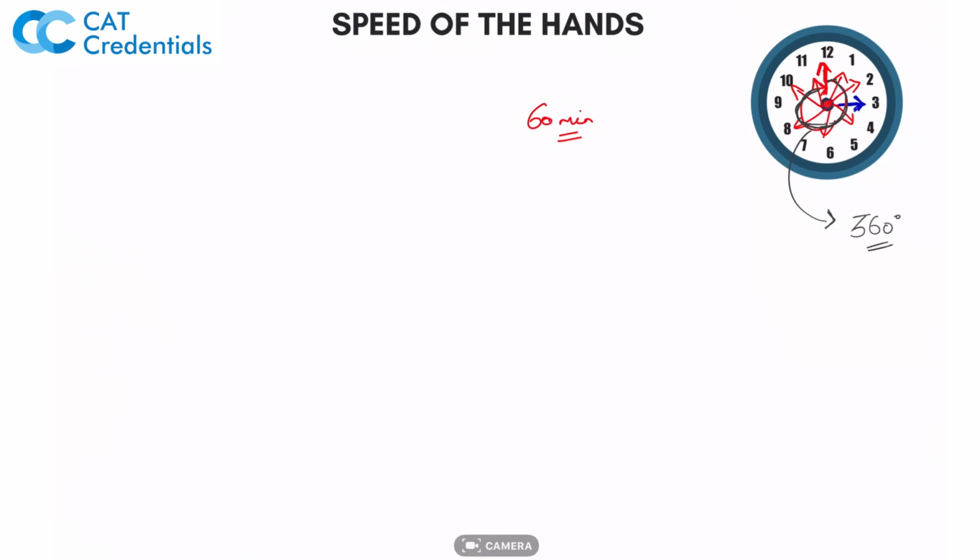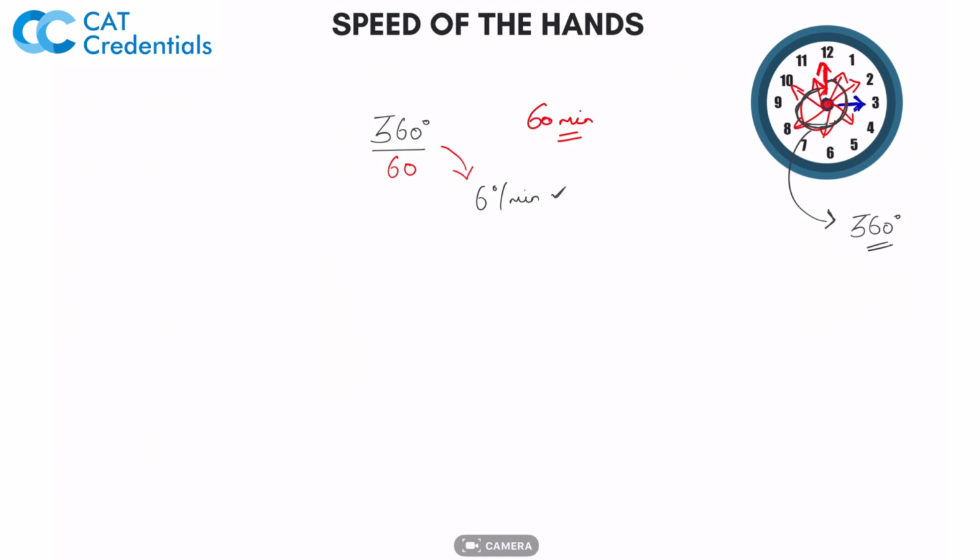So what did I learn from this? This hand of the clock traveled 360 degrees in how many minutes? In 60 minutes. So what is the speed? How many degrees is it traveling per minute? So my answer comes out to be 6 degrees per minute. And that is now the speed of my minute hand. It travels 6 degrees in 1 minute. That's what I get from here.